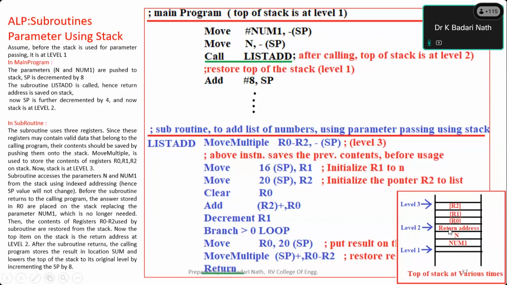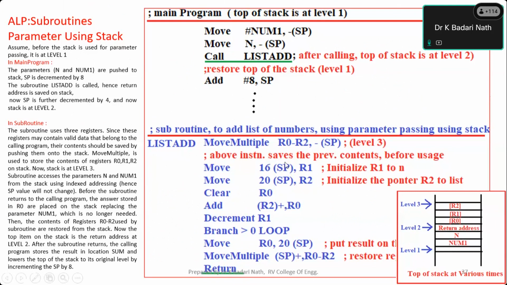Now n is available at a place 16 bytes from the stack pointer. You can just count it: 4, 4, 4, 4, 16. That means when I say 16 with the stack pointer, it means stack pointer contents plus 16. If I add it, it will go to the memory location address where n is stored.